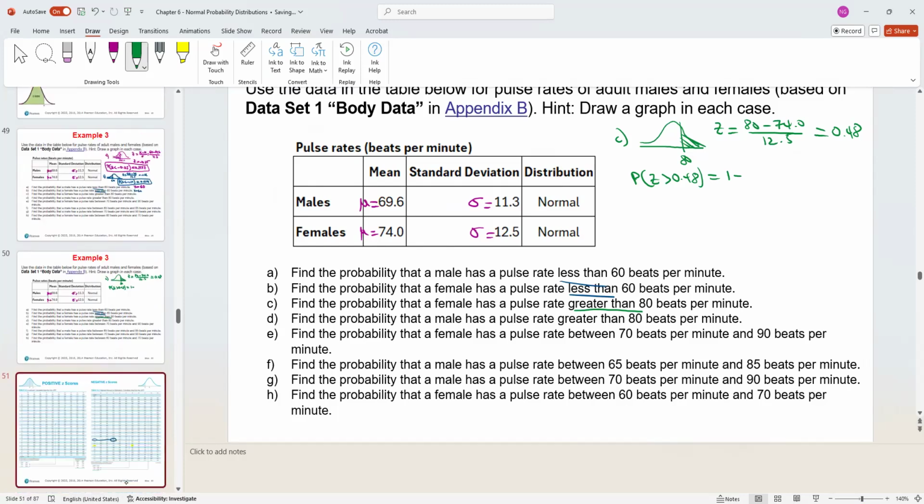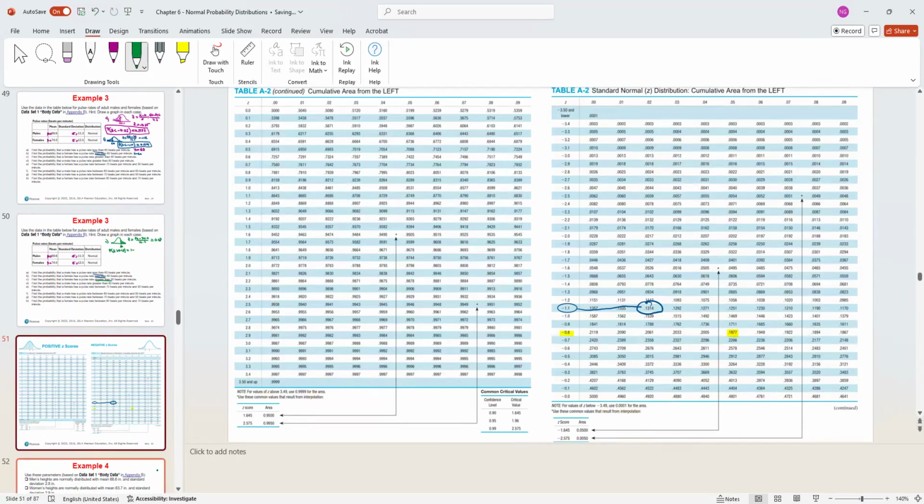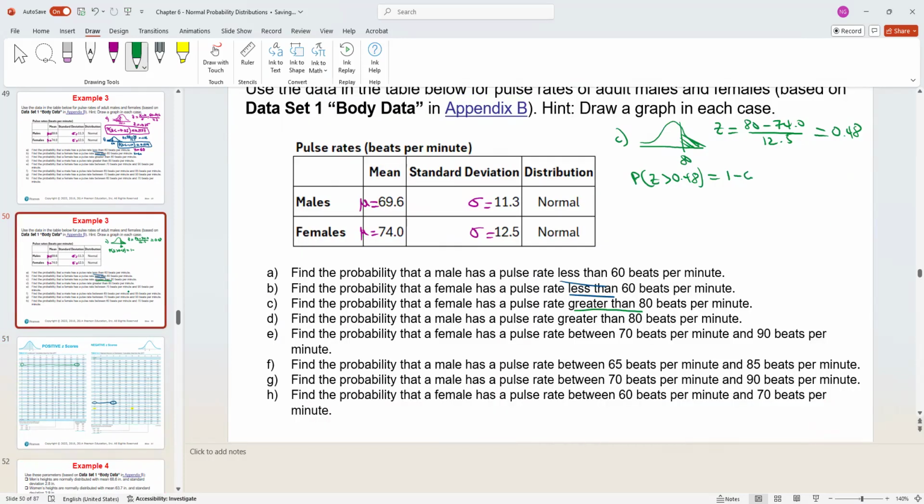Now, going to the table, I'm going to find 0.48, 0.4, and going all the way to 8, right there. 0.6844. Of course, you can use technology also to do it. If you use technology, that would be fine. It's 0.3156 to the right. 0.3156 is the answer.